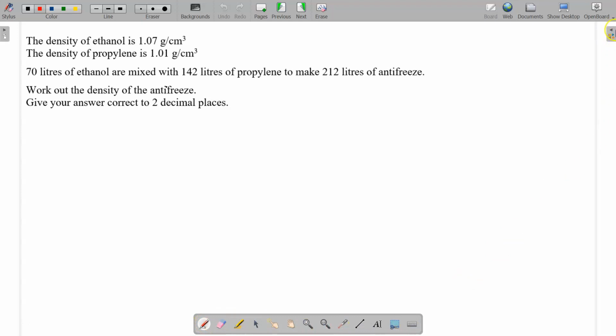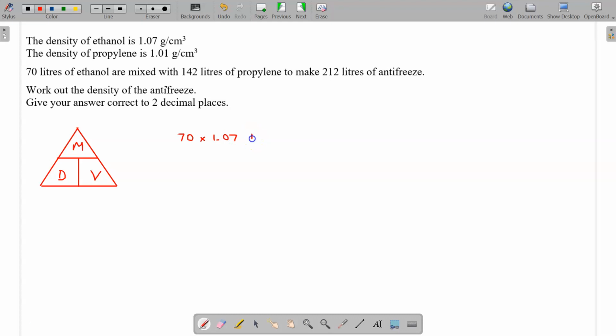So if I just draw this triangle for you, like this, basically it reminds us how to link the quantities together: density, mass, and volume. And it's simply that density is equal to mass divided by volume. So what we can do is take the volume of the ethanol and times it by its density. So that's going to be 70 times 1.07.